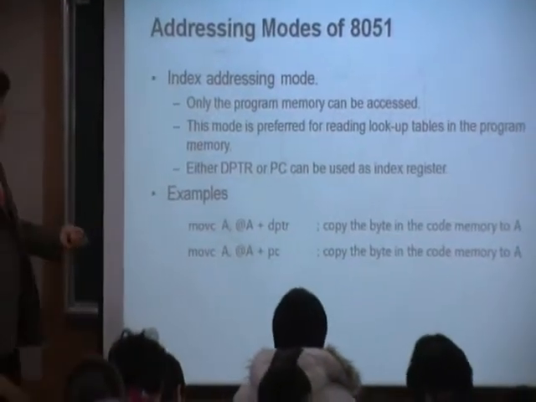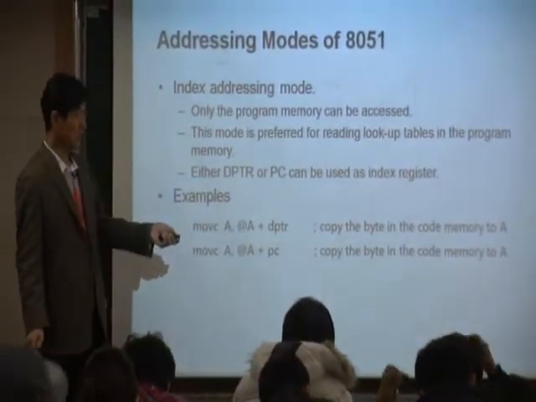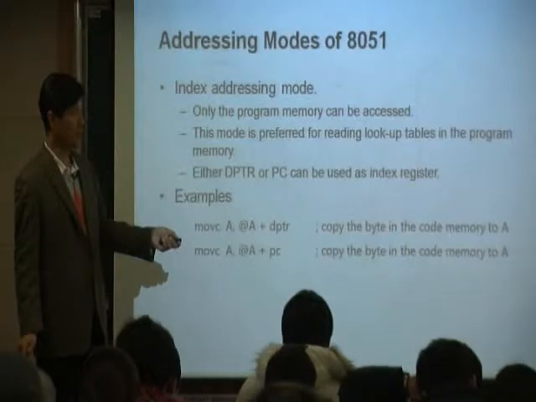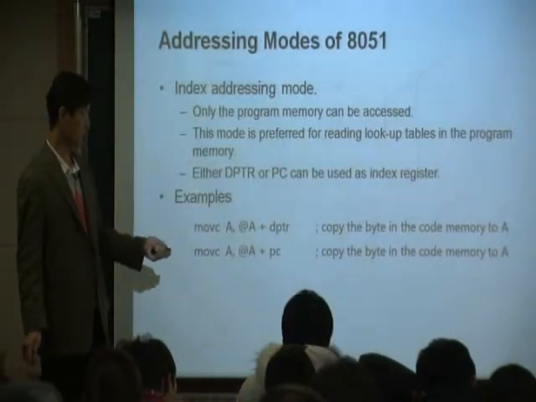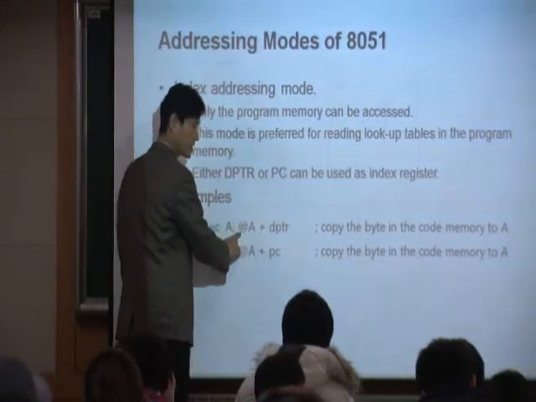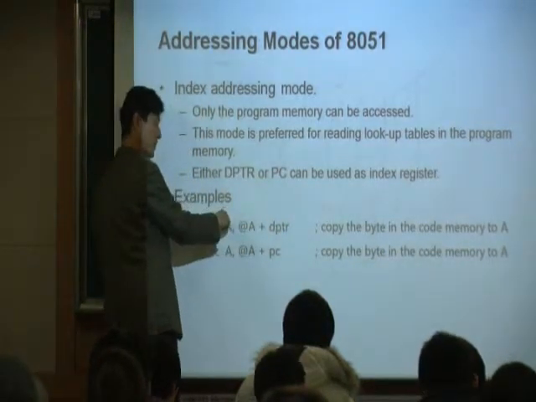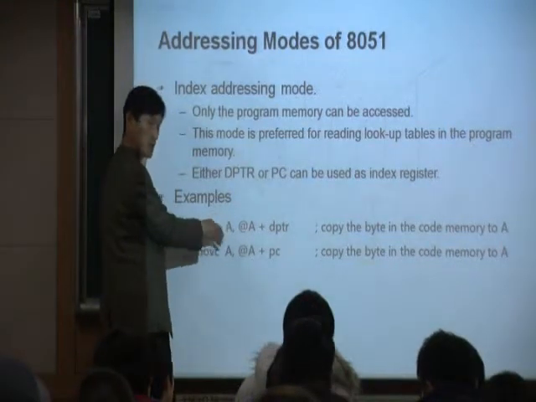And look at here. This is a move C. Copy the byte in the code memory to A. That's what happened here. So I want to read something from the external memory and copy that into my internal A. That's what happened here, right?